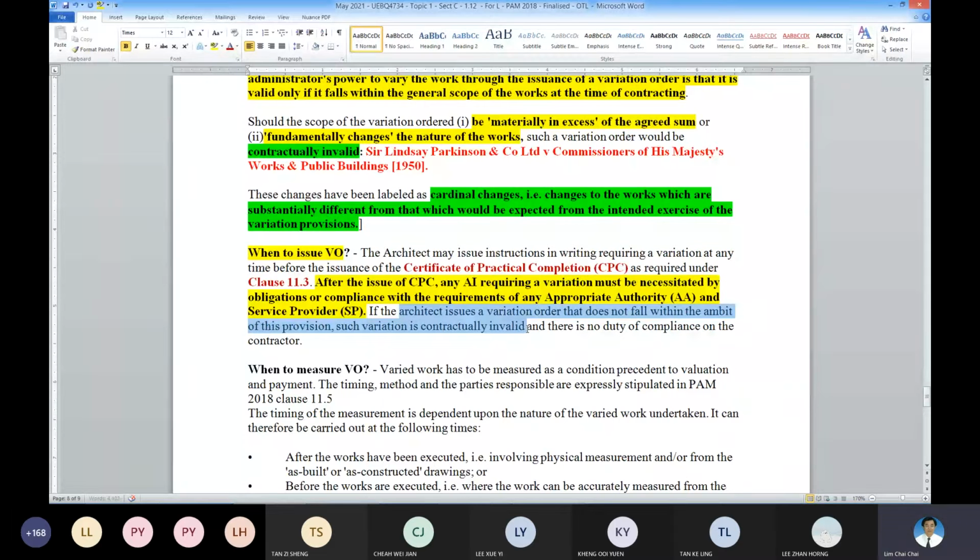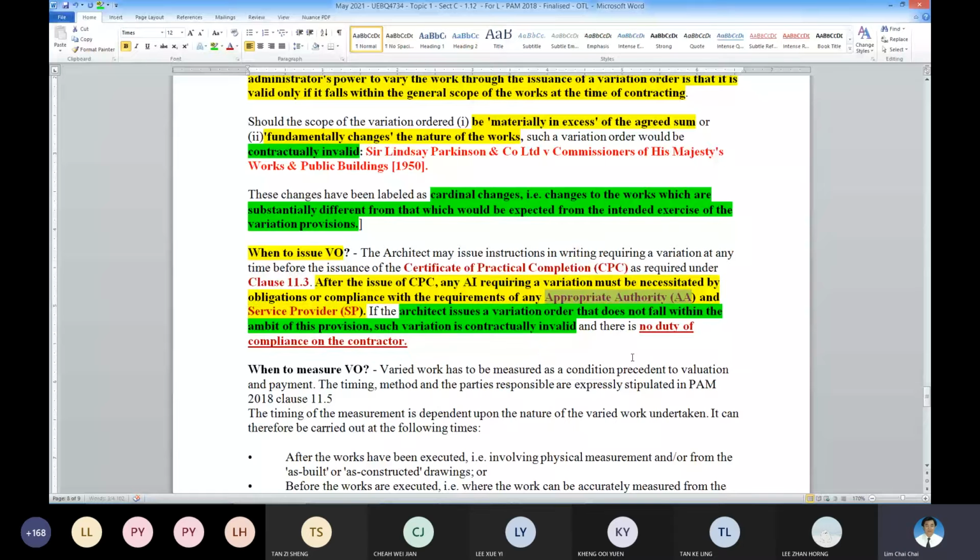So there is no duty to comply. This is what they try to say. If it is an invalid VO, no need to comply. So all valid VO for the work must be issued before CPC. And VO outside the work after the CPC can be issued for two situations, SP and AA. That is to comply with the authority and so on: local authority, health authority, road authority, and so on.